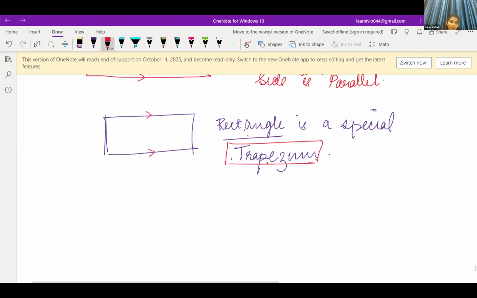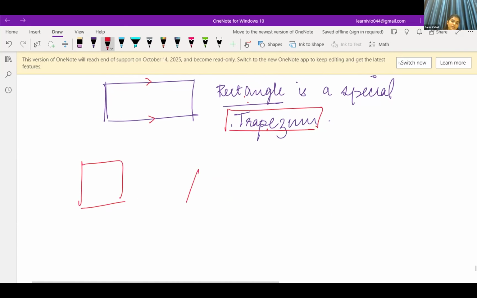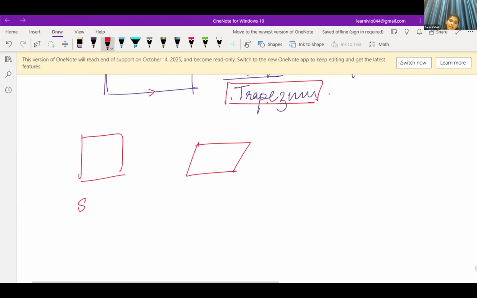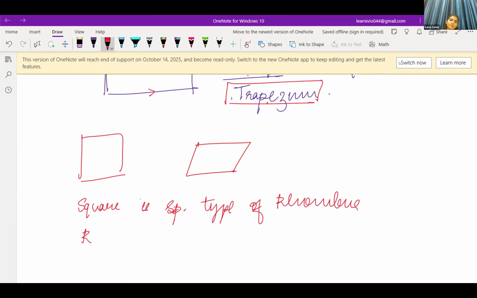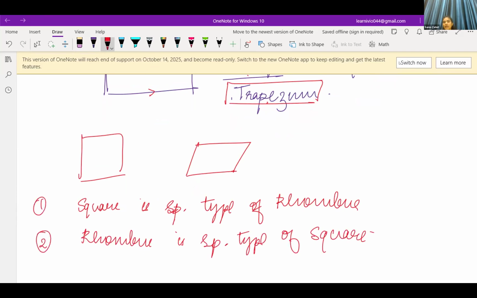For example, children, I have a square and I have a rhombus. Can I say square is a special type of rhombus? And I can say rhombus is a special type of square. I have two sentences. Now, which of them is true? One of them is true, one of them is false. How will I check? Tell me, children.